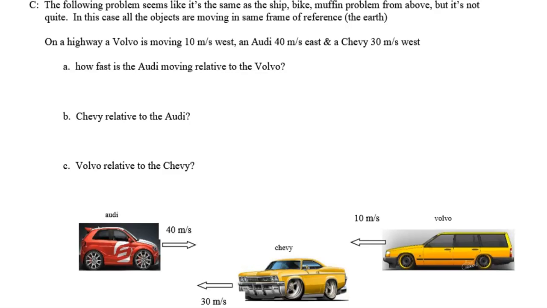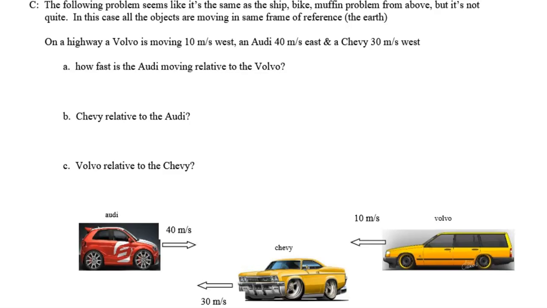Okay, so I'm not going to read through all of them. You can read them yourselves. And so we can ask three questions here, A, B, and C. How fast is the Audi moving relative to the Volvo, then the Chevy to the Audi, and then the Volvo relative to the Chevy. So what I suggest you do now is pause the video and make a hypothesis as to what their relative velocities are.